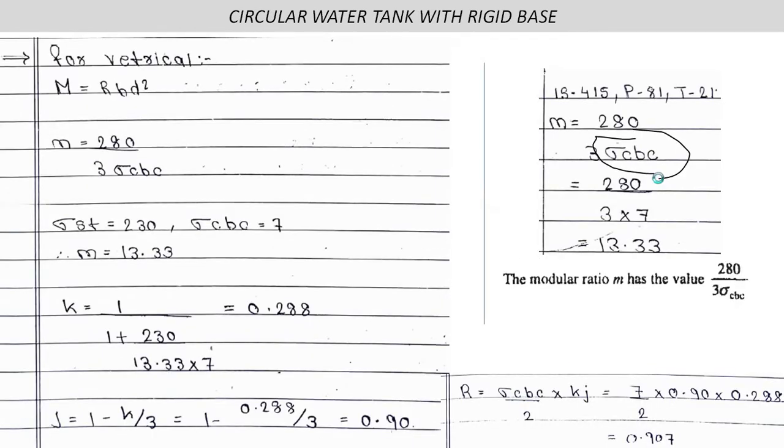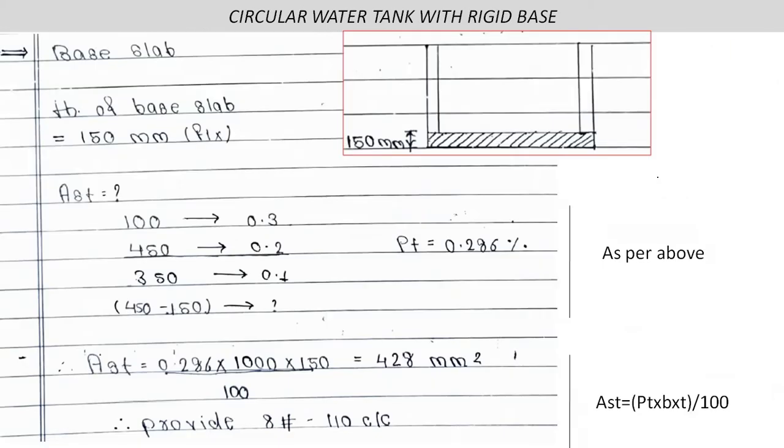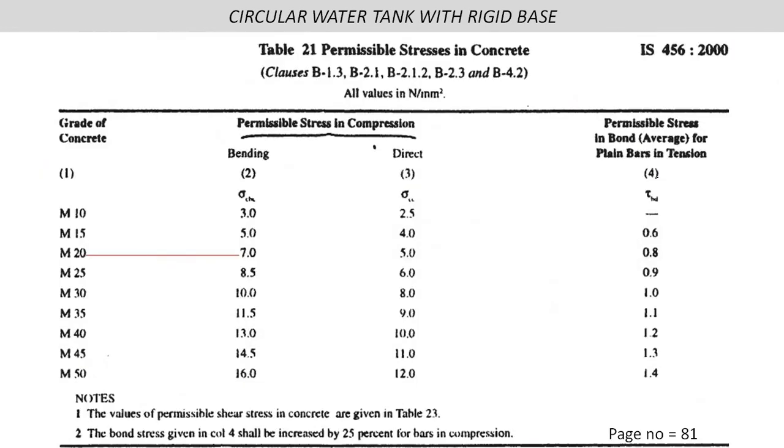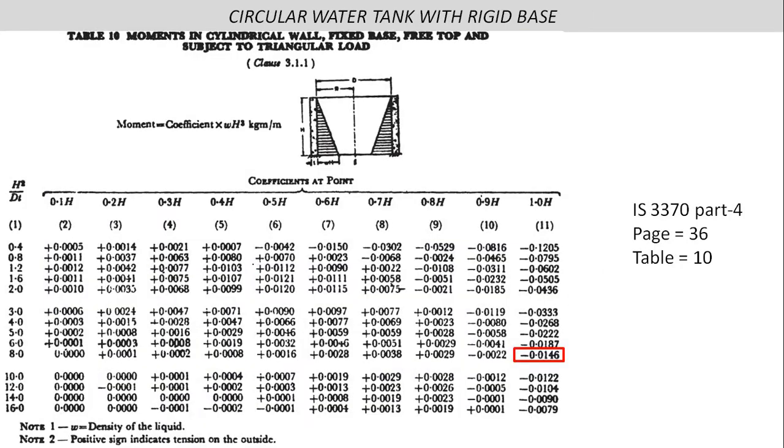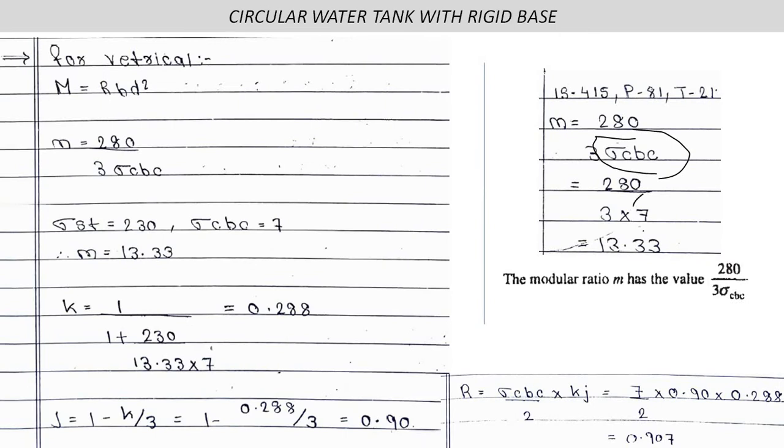To find the value of sigma CBC, we have to move on to IS 456 2000 page number 81, in which we have to observe the grade of concrete. In our case, the grade of concrete is M20, and here sigma CBC is provided. For the grade of M20, the value of sigma CBC is 7 Newton per mm square. So we have to use the value of sigma CBC as 7 Newton per mm square.